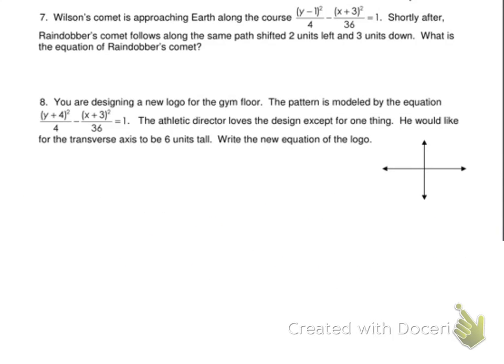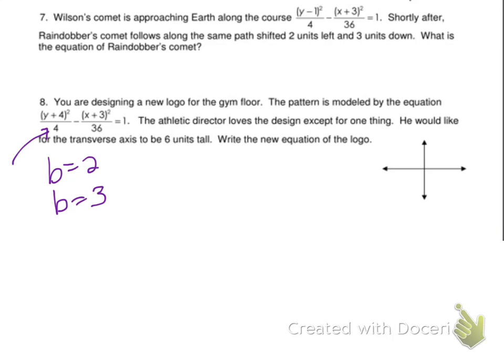Let's look at number 8 for a second. You're designing a new logo for a gym floor. The pattern is modeled by this equation. The athletic director loves the design except for one thing. He would like the transverse axis to be 6 units tall. Rewrite the new equation of the logo. So if the transverse axis is going to be 6 units tall, that means right now, this is 2, so right now it's 4 units tall. Okay, so if I want it to be 6 units tall, then I need it to be 3.